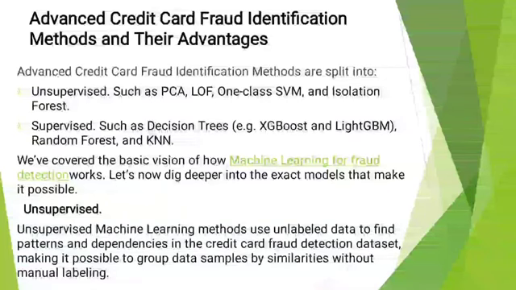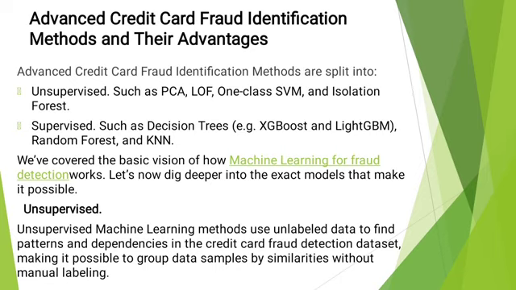Advanced credit card fraud identification methods and their advantages. Advanced credit card fraud identification methods are split into unsupervised, such as PCA, LOF, one-class SVM, and isolation forest, and supervised, such as decision trees, for example XGBoost and LightGBM, random forest, and KNN.